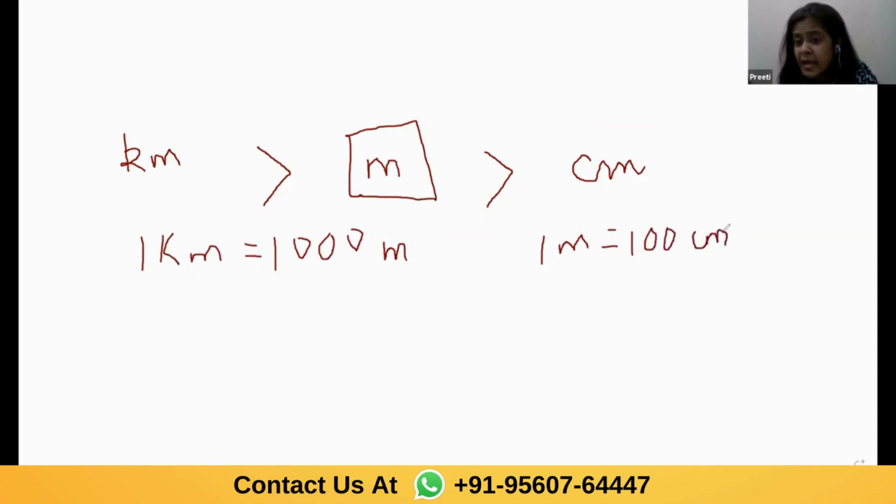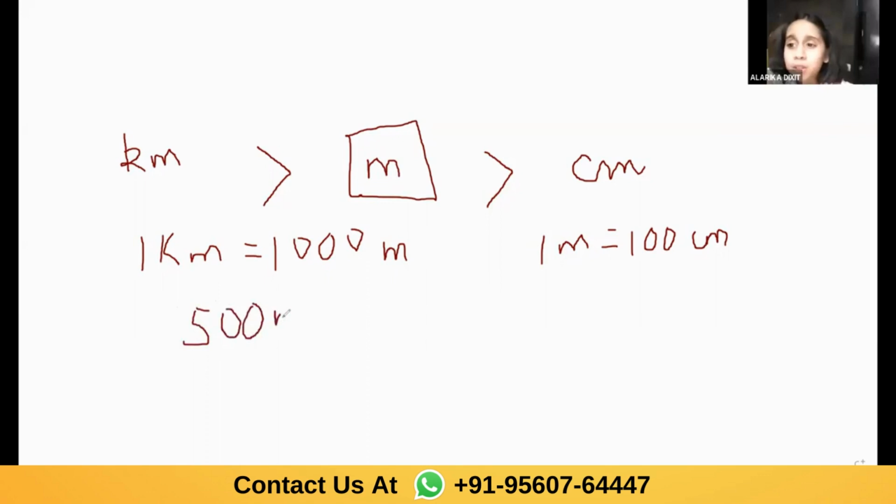So if I say how many meters are there in half kilometer, what will you tell me? 1000 meters make 1 kilometer. So what about half kilometer? Half of it. 500 meters. Meters. What you have told us now. 500 meter.